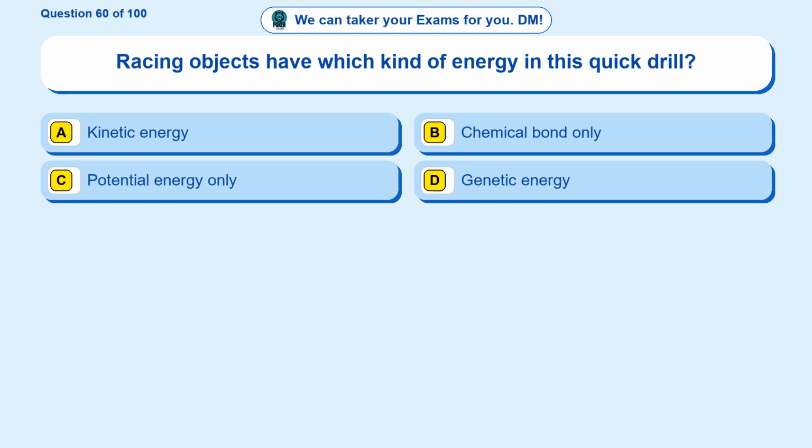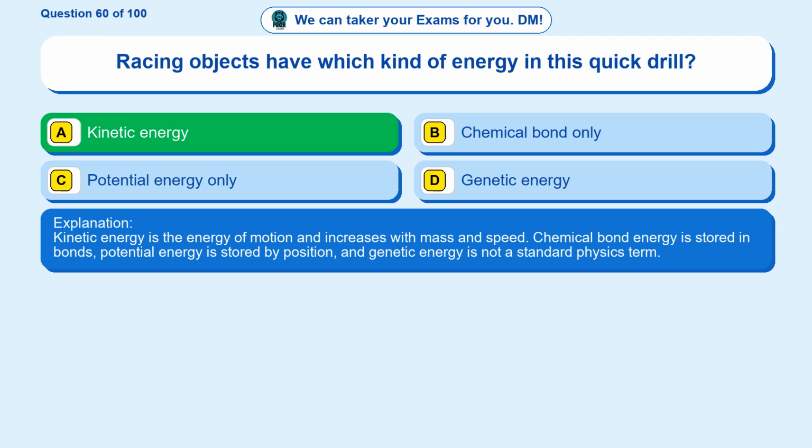Question 60. Racing objects have which kind of energy in this quick drill? Option A, kinetic energy. Option B, chemical bond only. Option C, potential energy only. Option D, genetic energy. The correct answer is option A, kinetic energy.